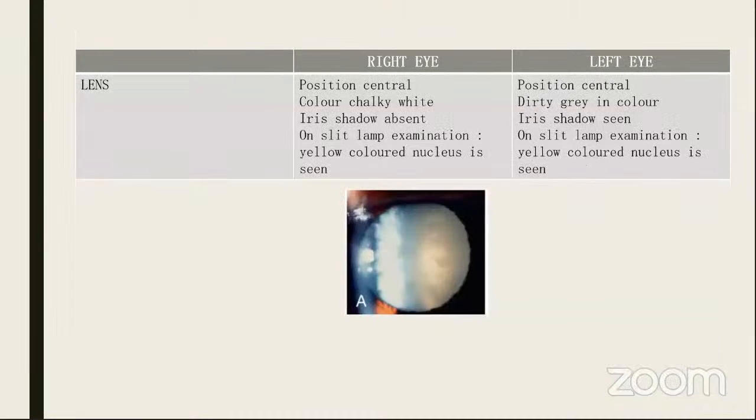The lens in the right eye is positioned centrally, chalky white in color, iris shadow is absent, and on slit lamp examination, total cortical cataract with yellow colored nucleus is seen. In the left eye, the lens is positioned centrally, dirty gray in color, iris shadow is seen, and on slit lamp examination, gray colored cortex with yellow colored nucleus is seen.